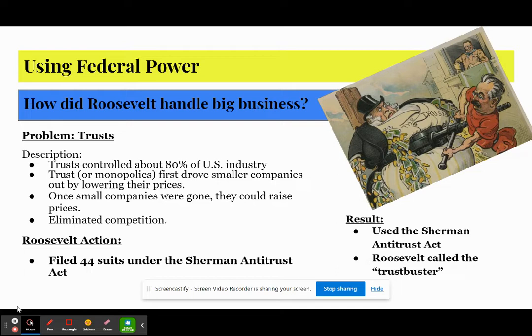So Roosevelt filed 44 suits under the Sherman Antitrust Act. And we looked at the Sherman Antitrust Act a few units ago, which basically outlawed trusts. While this law was made, it wasn't utilized, but Roosevelt started to utilize it. As a result, he gets this nickname as the Trust Buster.